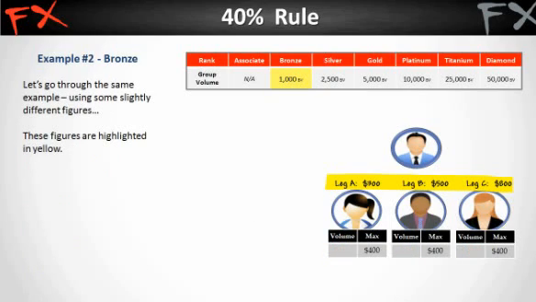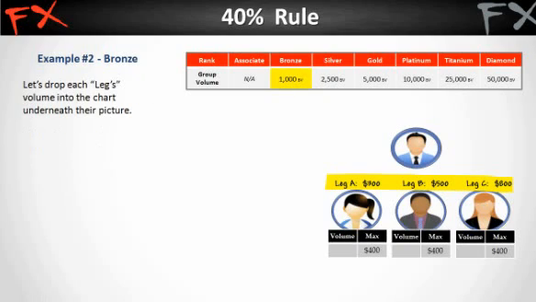Next, let's go through the same example using slightly different figures. These figures are highlighted in yellow. Just like the last time, we'll drop each leg's volume into the chart underneath their picture. Leg A has $300 in volume. We'll drop that down. Leg B has $500 in volume, but since the maximum we can use is 400 BV, we'll only drop 400 BV down.